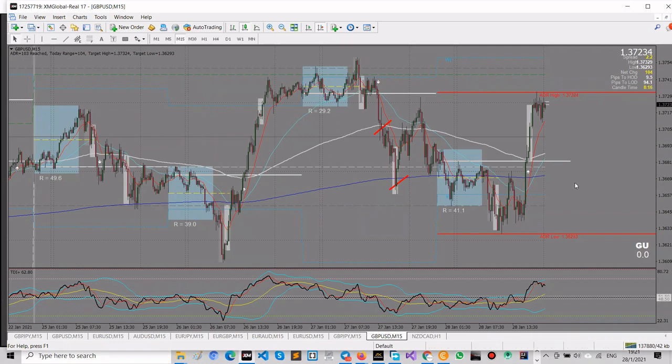This is the present price action that has been happening. This is what happened today. Let me mark as I'm talking.